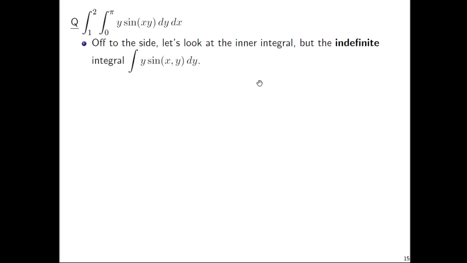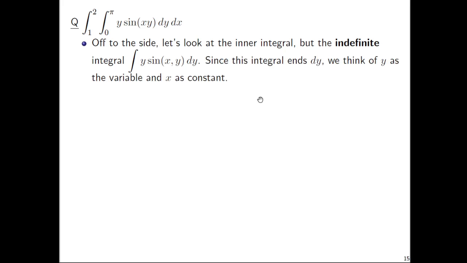So it's involved enough that I actually would like to look at the indefinite integral off to the side. So just the integral of, without the numbers listed, of y times sine of, why is there a comma there? This should just be the integral of y times sine of xy dy. Apologies about the comma. Okay, since this integral ends dy, we should think of y as a variable, x as a constant, and we're actually going to integrate by parts.